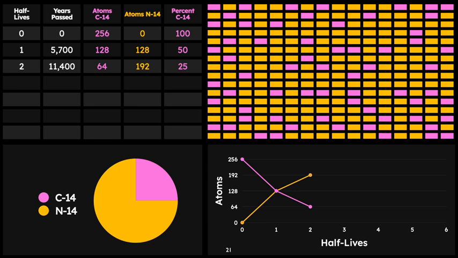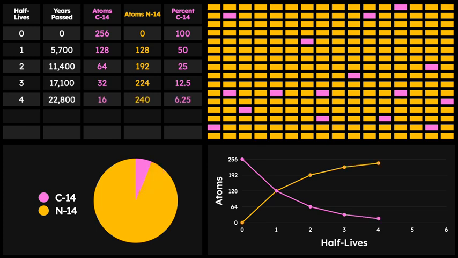And you can see with the line chart, the nitrogen, the yellow line is increasing and the pink line is decreasing. Fast forward another half-life, another 5,700 years. Now 17,100 years has gone by. Cut that carbon in half again down to 32. Make those 32 turn into nitrogen. Nitrogen is up to 224. And you can get the idea that we have less and less carbon and more nitrogen. We just keep cutting that carbon in half time after time after time.